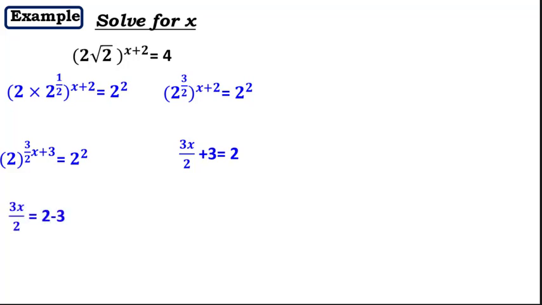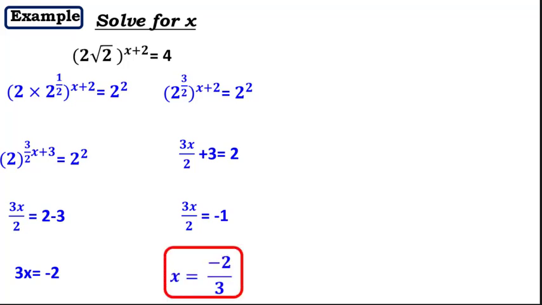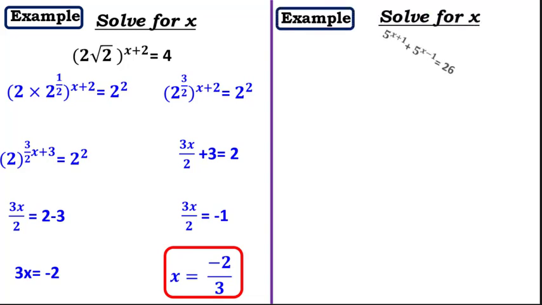Just move 3 to the other side to be subtracted. We will get 3x over 2 equals 2 minus 3, and 2 minus 3 equals negative 1. Then 3x over 2 equals negative 1. By cross products we will get 3x equals negative 2. Dividing both sides by the coefficient of x, which is 3, we will get that x equals negative 2 over 3.